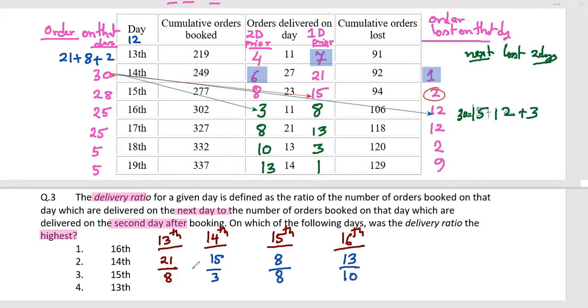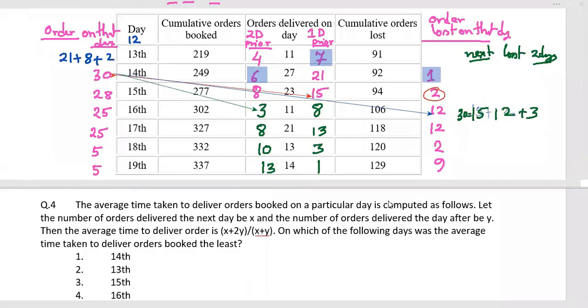So I am getting these are the 4 ratios and I need to find the highest ratio. Highest ratio to get it out of it, this is 5 times, this is less than the 4 times. So this one, 14th, will be my answer. So I should write option 2, 14th, which is highest in this case.